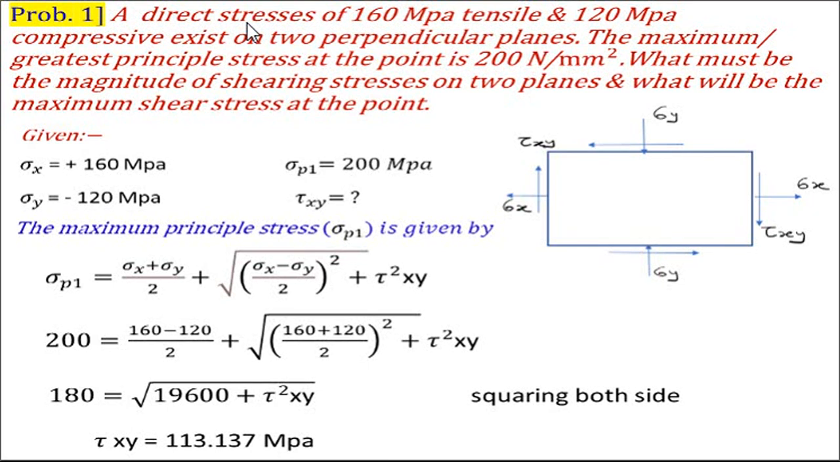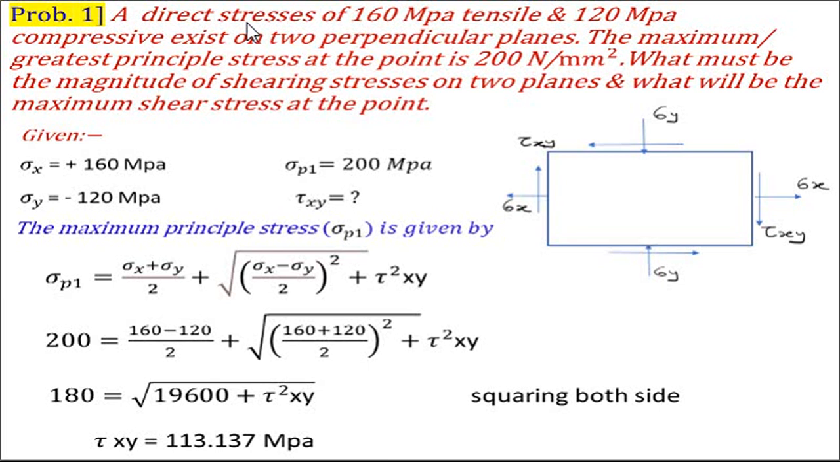So this figure is drawn as per the description given in the problem. Sigma x, as you can see in the figure, is taken positive because it is tensile in nature, and in the y direction the direct stress sigma y is acting, which is compressive in nature. That's why there is a minus sign. This value is minus 120 MPa. Along with this, the greatest principal stress at the point is given as 200 Newton per mm square, and tau xy, the shear stress along the xy plane, we have to determine.